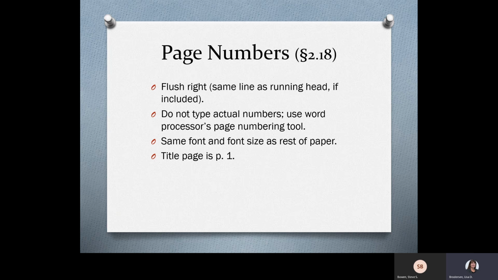And you want to type the page numbers in the same font and font size as the rest of the paper. Often I'll get student papers where the default settings for the word processing program are, say, a font called Calibri, and then the student's typing the paper in Times New Roman. So you need to make sure you reformat your page numbers to be in the same font as the rest of the paper. And then, as I said before, the title page is always page 1.